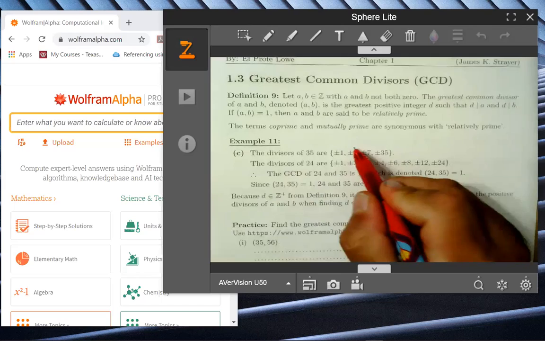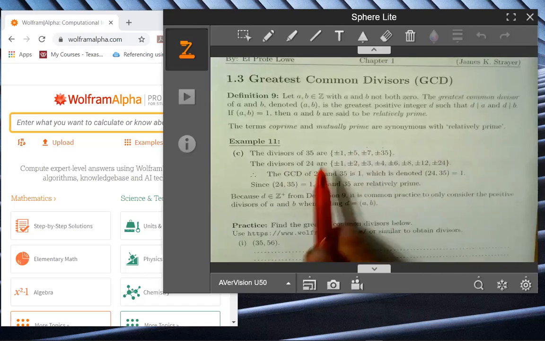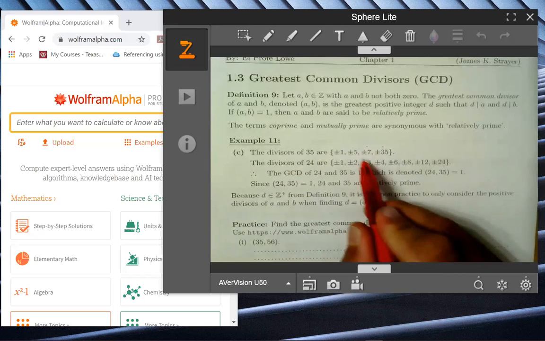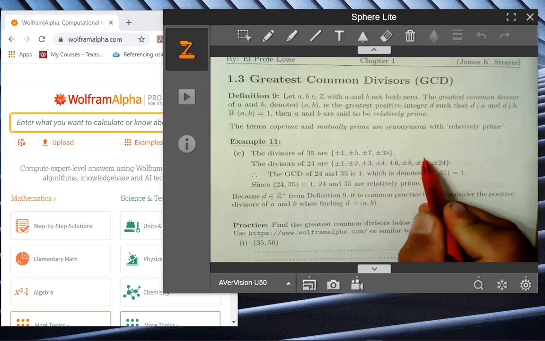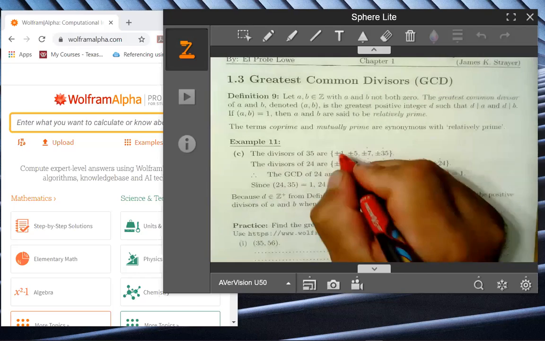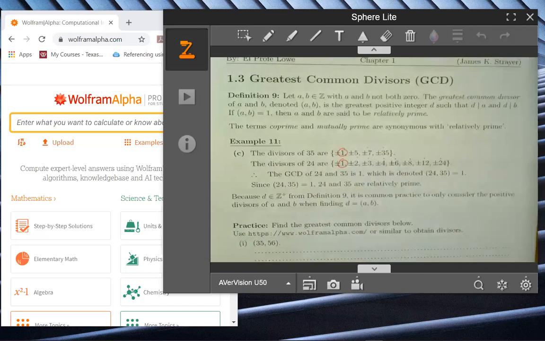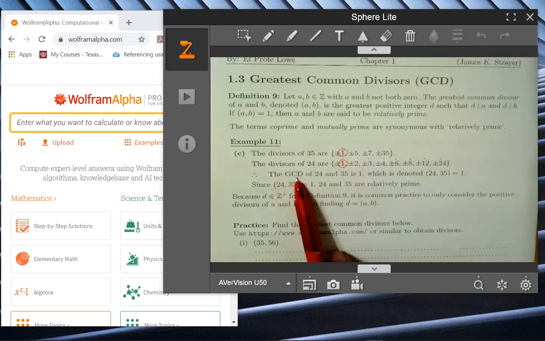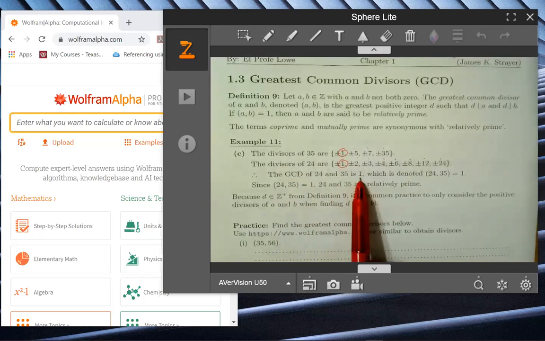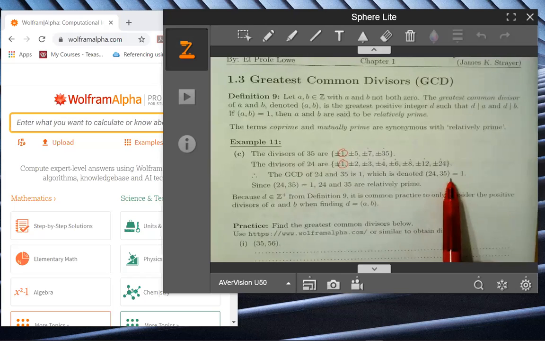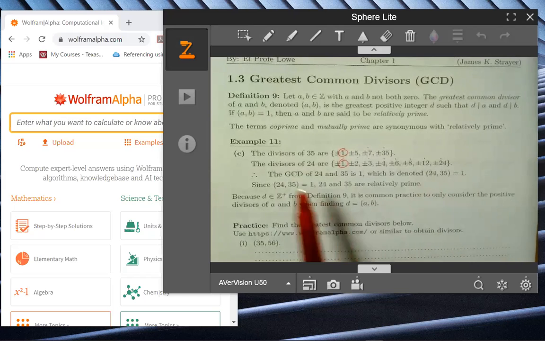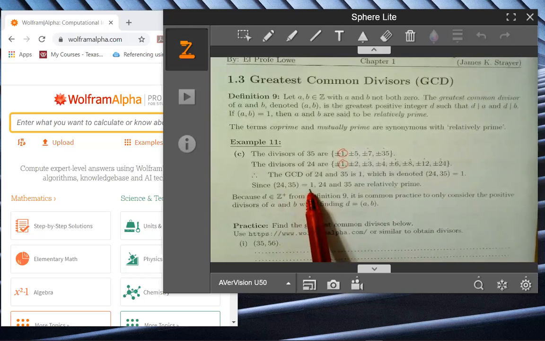Well, if we look here, we have 5, 7, and 35 as the divisors of 35, but none of those are divisors of 24. So the greatest one that they have in common is 1. So the greatest common divisor of 24 and 35 is 1, which is denoted by the parentheses with 24 and 35 is equal to 1. Since that greatest common divisor is 1, then 24 and 35 are said to be relatively prime.